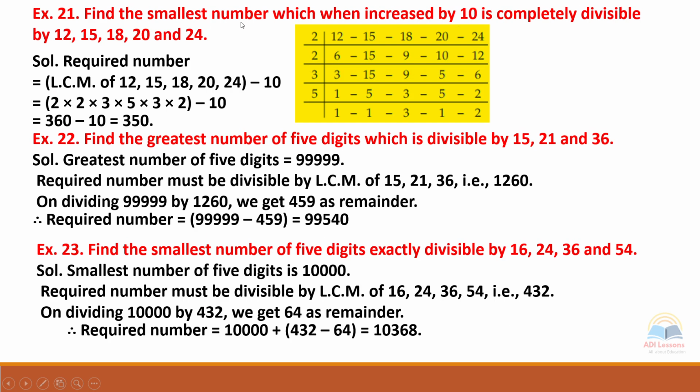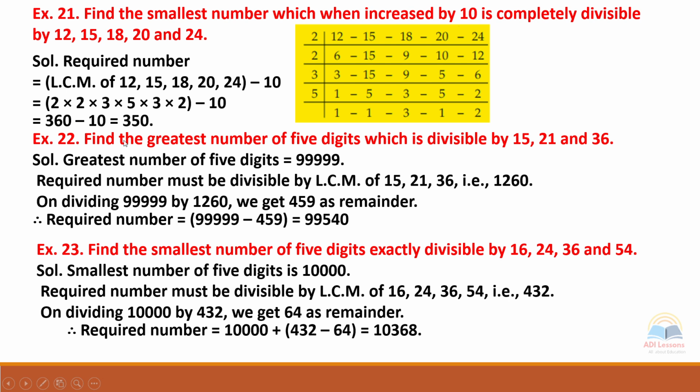Find the smallest number which when increased by 10 is completely divisible by 12, 15, 18, 20 and 24. Required number is LCM of 12, 15, 18, 20, 24 minus 10. So LCM of given numbers is 360, minus 10 equals 350.